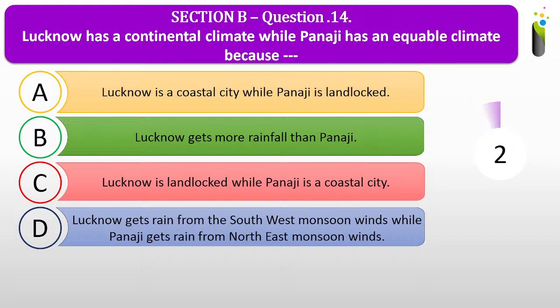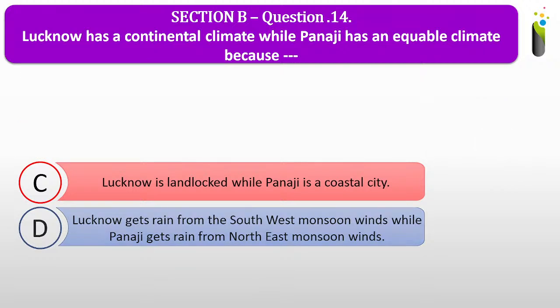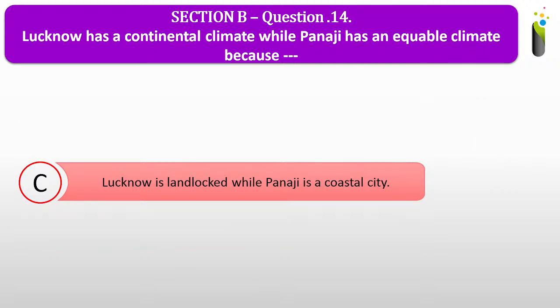And the correct answer for this question is Lucknow is landlocked while Panji is a coastal city. And this is the reason why Lucknow has a continental climate while Panji has an equable climate. So your answer is C.